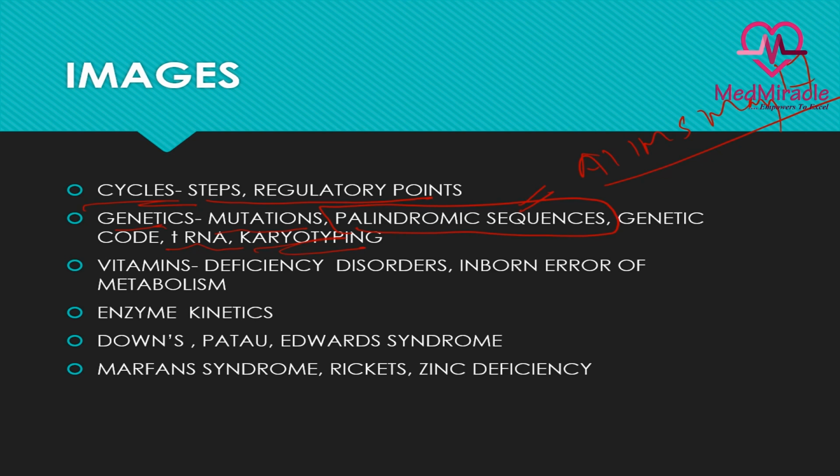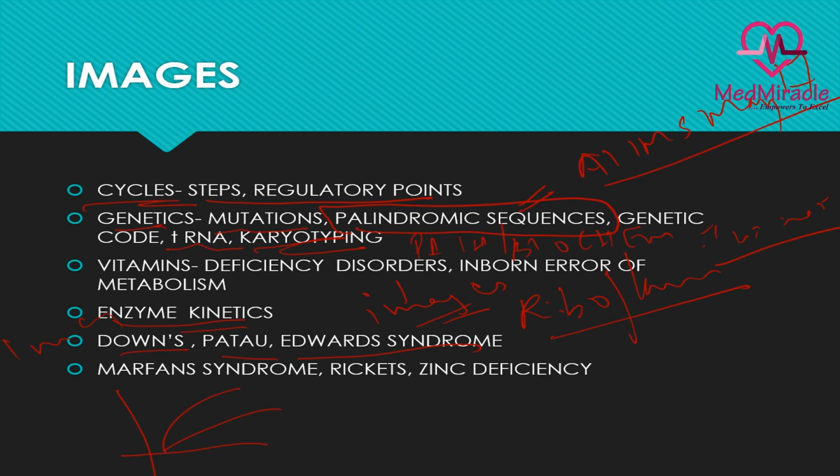Karyotyping can be asked in pathology or biochemistry. You have to be thorough with it. Turner's, Down's, how do they look in karyotyping? Vitamin deficiency disorders, an image-based question may come. Maybe about riboflavin, showing the cheilitis and all. A question can come. Enzyme kinetics, the graphs, you have to be thorough with. Then the major genetic disorders like Down's, Patau, Edwards, you have to check out the image.